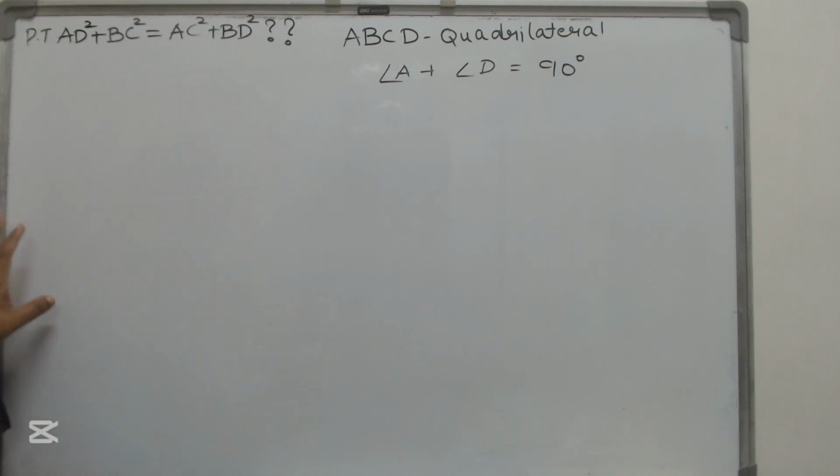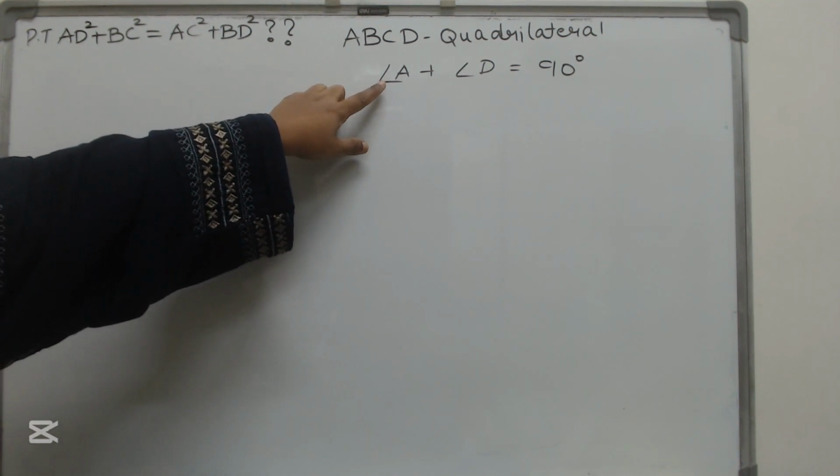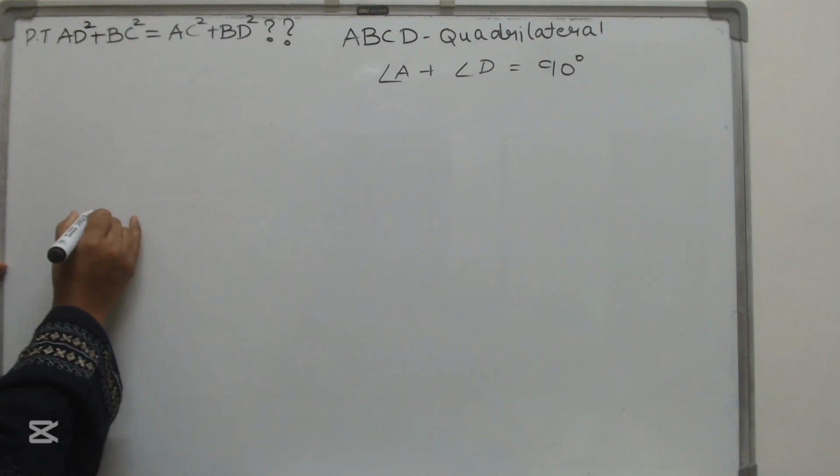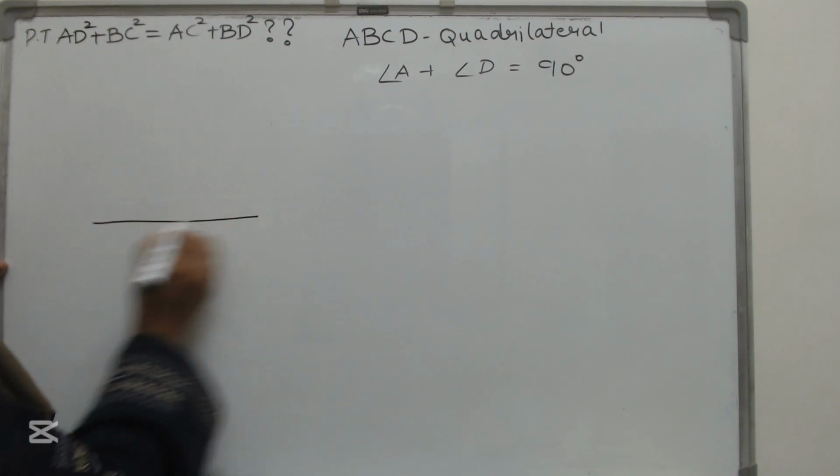Here we are dealing with a quadrilateral ABCD. Nothing special about it. It is not a rectangle, it is not a square, it is just a quadrilateral. But one important piece of information is given. The sum of two adjacent angles is 90 degrees. Then how will your quadrilateral look?